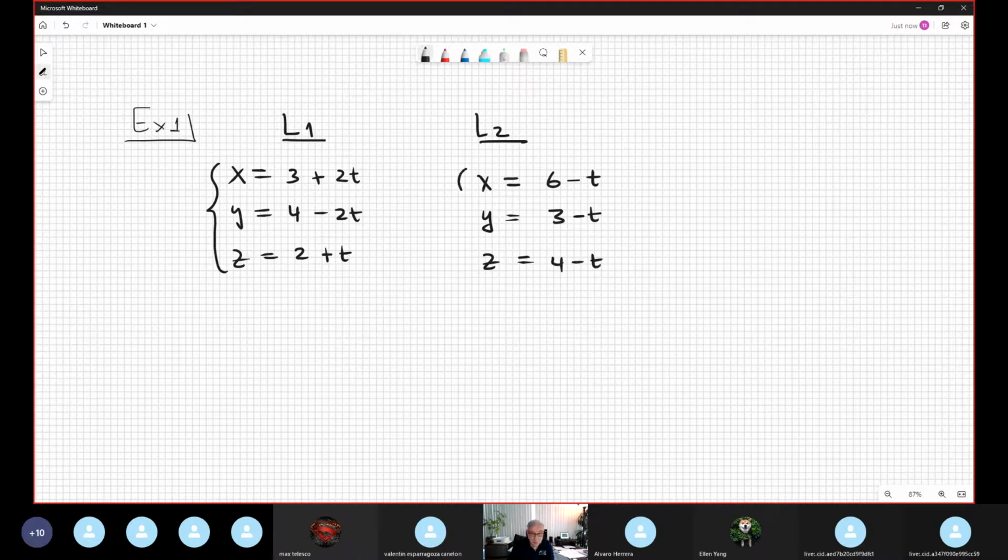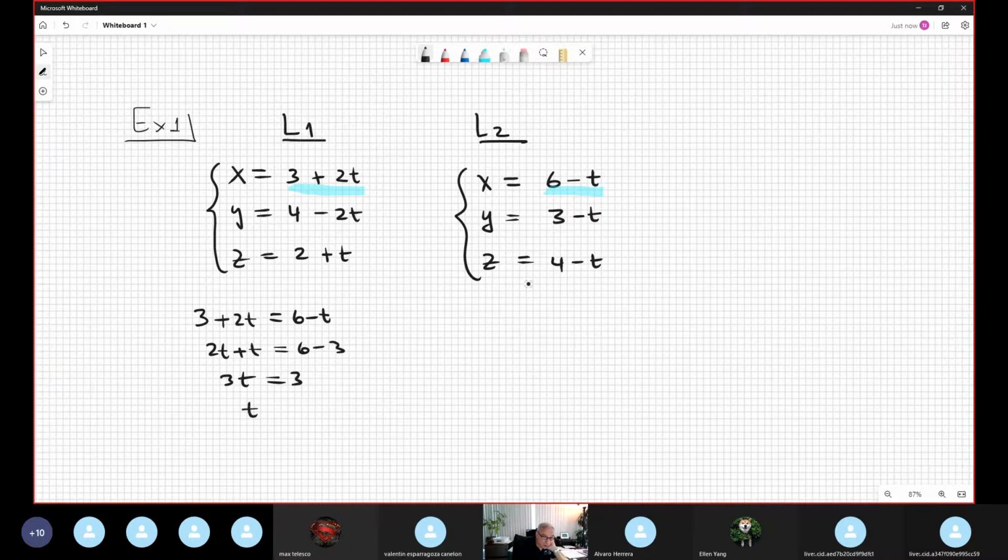In order to investigate whether they are intersecting, parallel, or skew, you take equation by equation. You take this equation and this equation, and you set them equal to each other. 3 plus 2t is equal to 6 minus t. 2t plus t is equal to 6 minus 3. 3t equals 3. t equals 1. This one is not a super important thing, it's just a number.